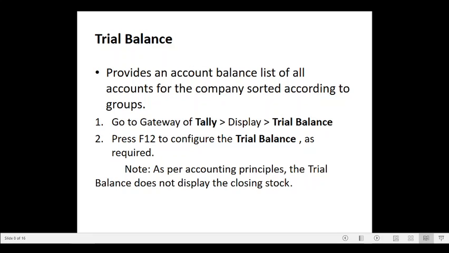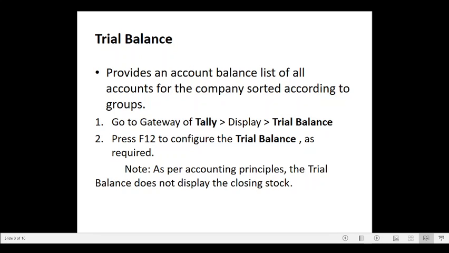Now let's move on to the next aspect, trial balance. Trial balance provides an account balance list of all accounts for the company sorted according to the groups. It helps in checking whether the transactions are correct and balanced.